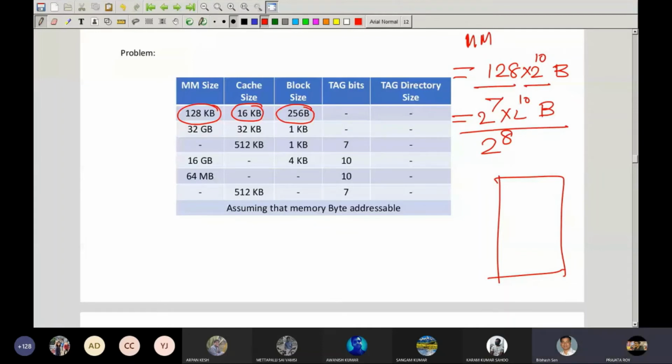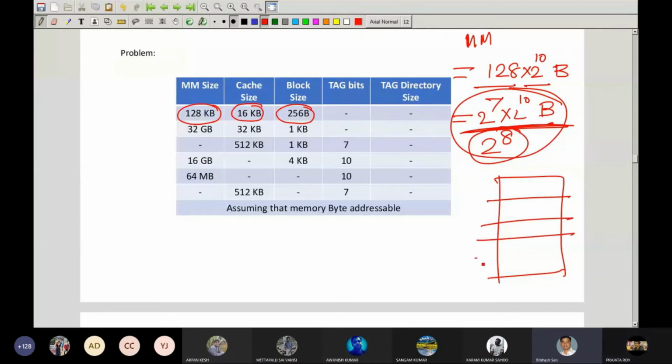So how many blocks will be there? This is the number of blocks: total memory divided by the block size. How many blocks will be there? 2 to the power 7 and 2 to the power 10 divided by 2 to the power 8 gives 2 to the power 9, which is 512. So 2 to the power 9 blocks are there. That means 9 bits will be needed for accessing main memory block locations. Am I correct? Yes, sir. So 9 bits.